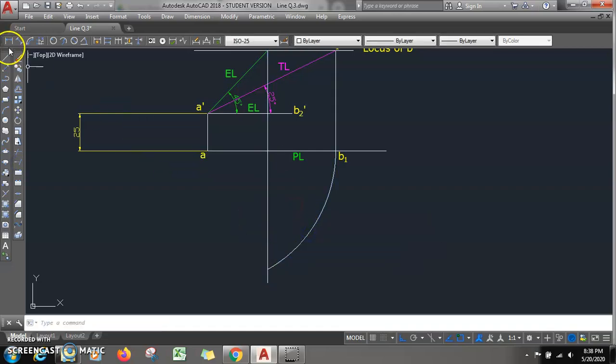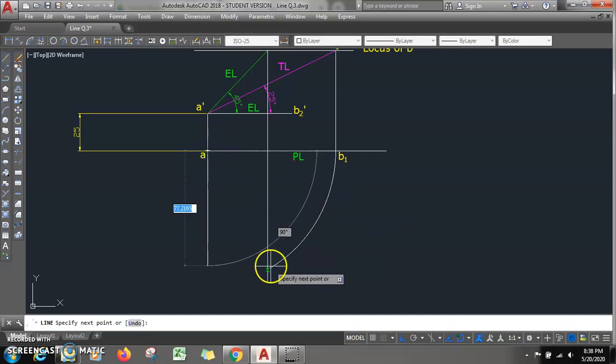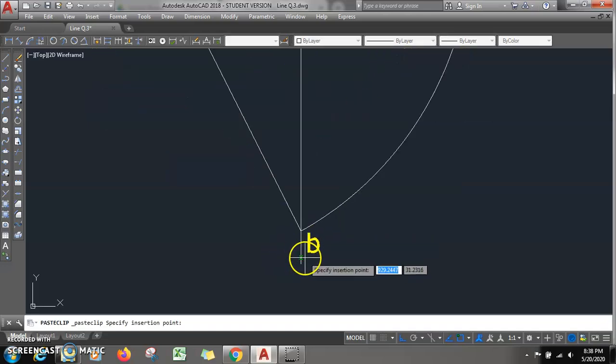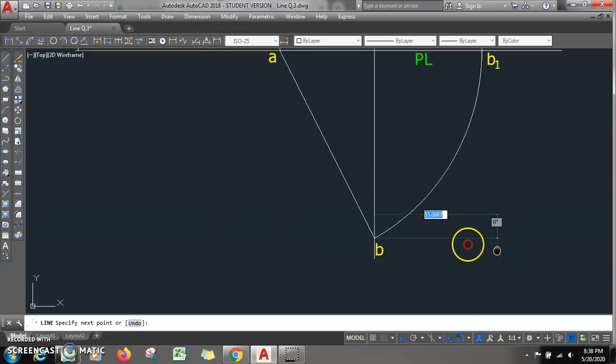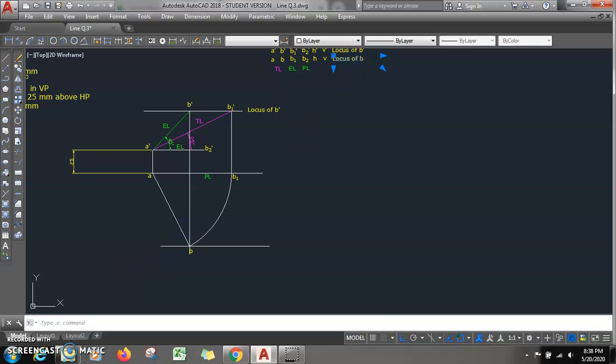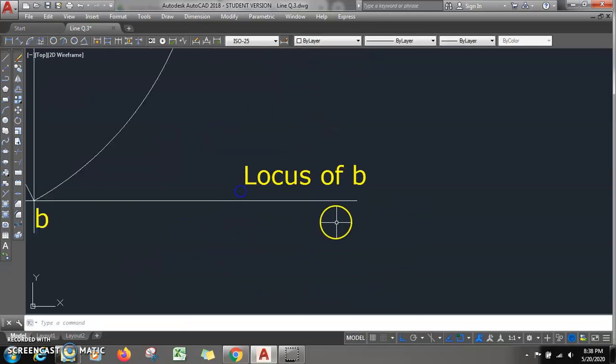So what we need to do is join point A with this one. This is nothing but your point B. Very simple. From point B, a horizontal line will be passing. That line is called the locus of B. You see, this is called the locus of B.